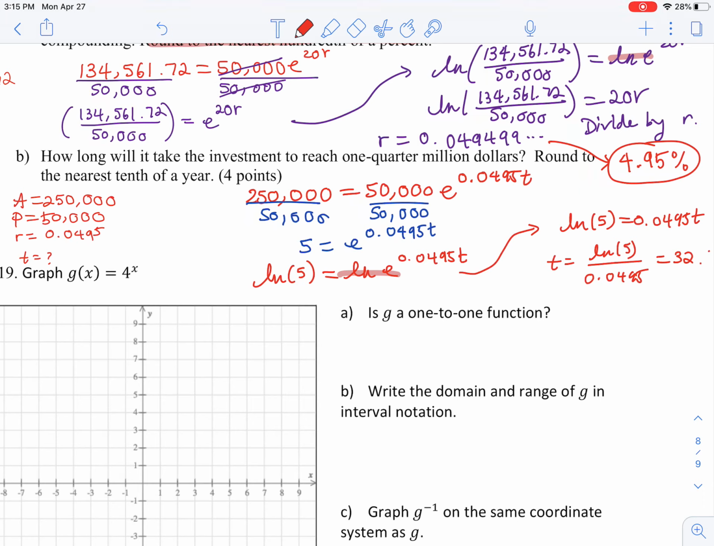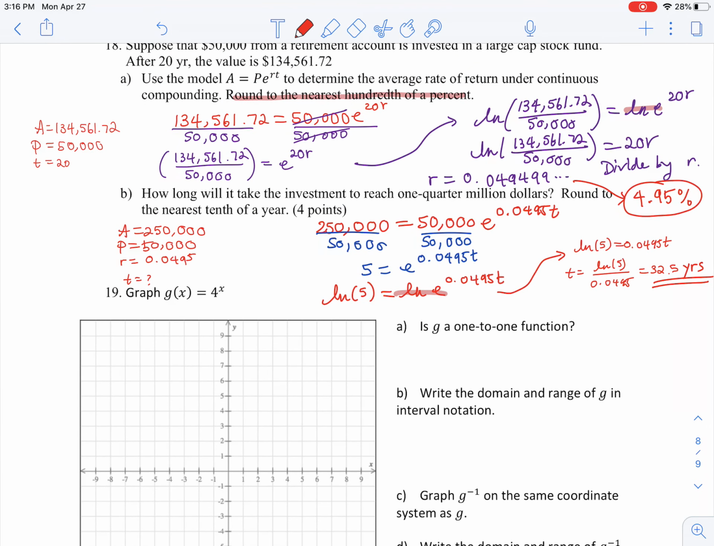So what I got was 32.51. So let me just say 32 years and 32.5 years. I wish I could move this a little bit over so that I can write the unit, not 35 days or 35 seconds, but it's going to take us 32.5 years. So that's how you will solve it.